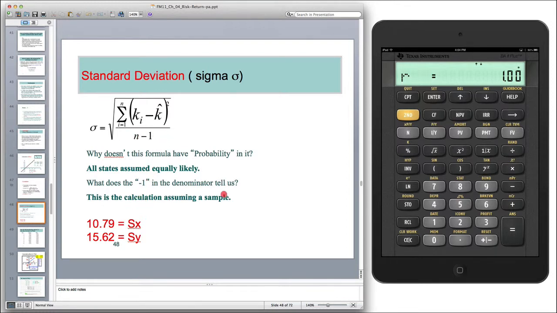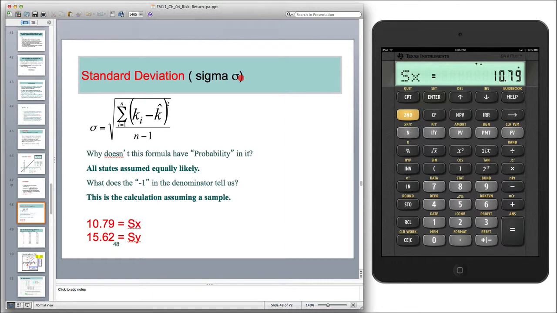So this calculation assumes a sample, and if you go back to second stat, you can go back on the up arrow key here. You see the standard deviation of y is 15.62, and the standard deviation of x is 10.79. Notice for the purposes of this discussion, we are looking at the sample standard deviation given by Sx in your Texas Instruments BA2 Plus, and not sigma x, which is the population standard deviation. In general literature, standard deviation is, however, just mentioned as sigma, so just keep that in mind.